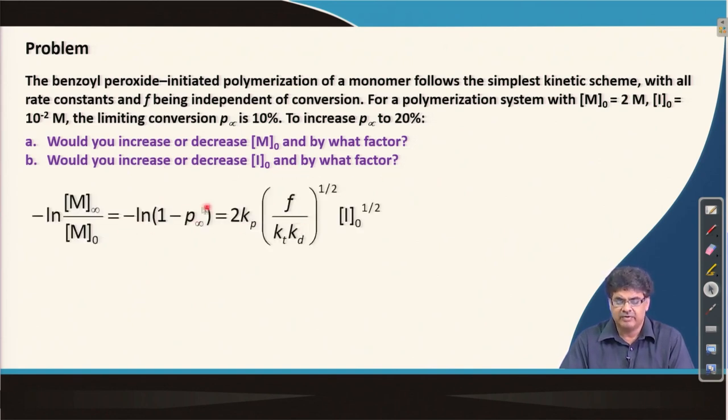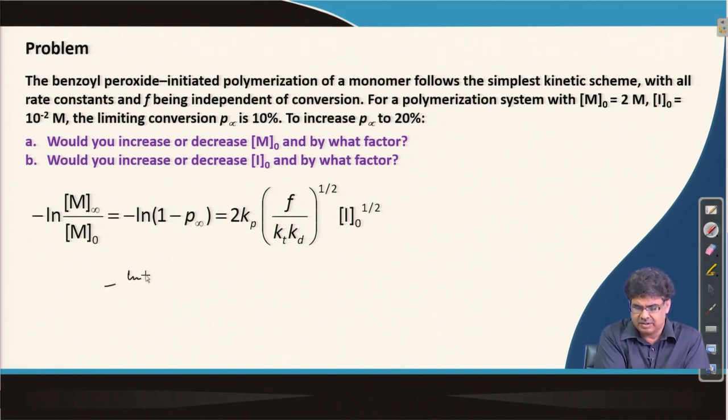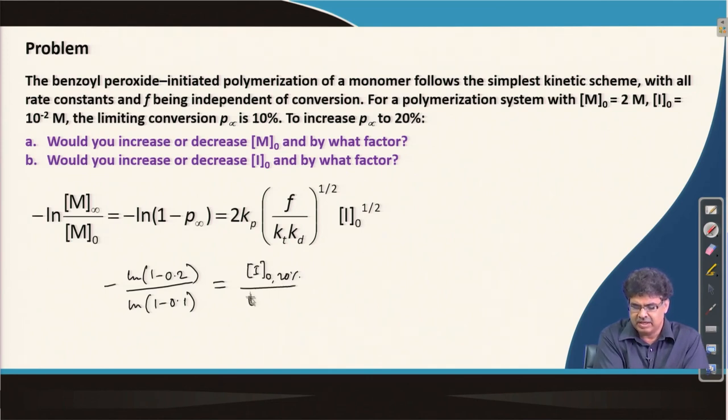Now, this is the expression of P infinity. So, you can see that there is no term M naught here. So, basically we cannot change M naught and increase the P infinity value from 10% to 20%. We can change the initiator concentration I0, and we can change the P infinity value. So, we can write 1 minus 0.2, this is our target P infinity value required, and 1 minus 0.1, given by I0 at 20% conversion, 20% P infinity value, and I0 at 10%, to the power half.